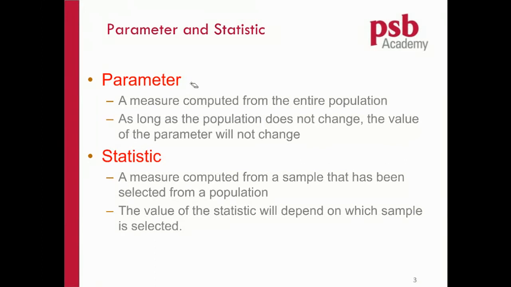Parameters are the measures that you calculate from the entire population. For example, the population average. So the population is the entire population. No matter how you calculate it, it is always the same average. So as long as the population does not change, the value of the parameter will not change.